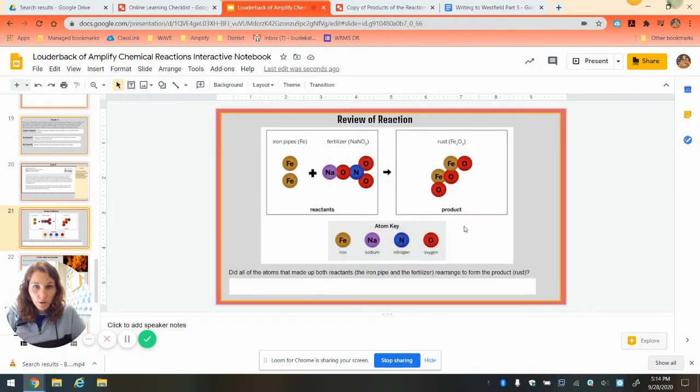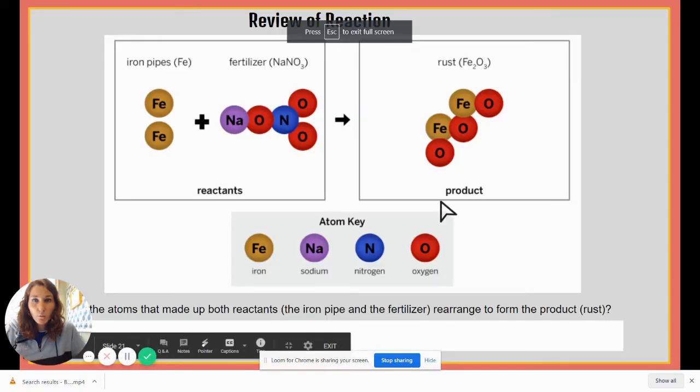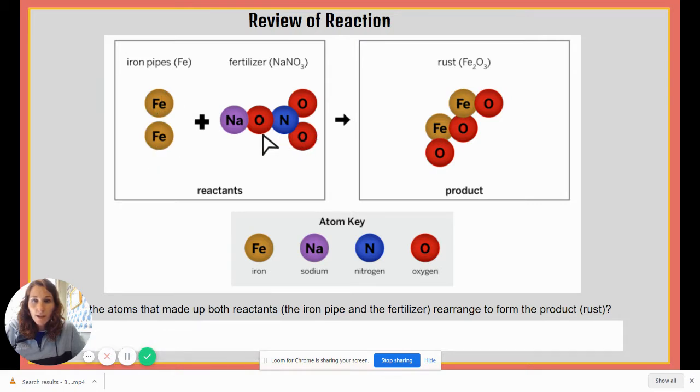I'm going to go to slide 21. Okay, let's look at slide 21. So here's slide 21, review of the reaction. We have our iron pipe atoms and our fertilizer atoms, and these are the reactants that will produce the products. Now, did all the atoms that make up both the reactants in the iron pipes and the fertilizers, are they all found on the product side? So I'm going to look at each element to verify that.